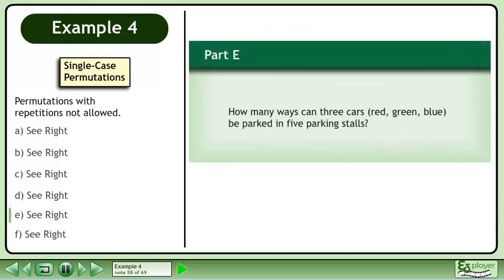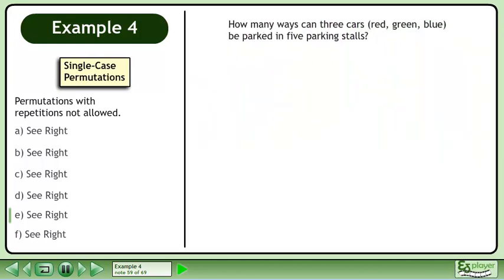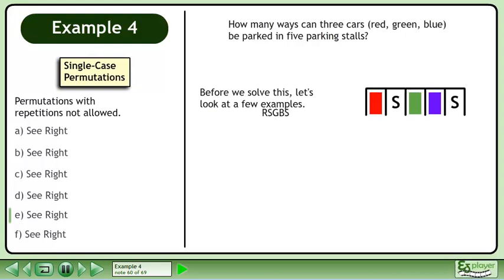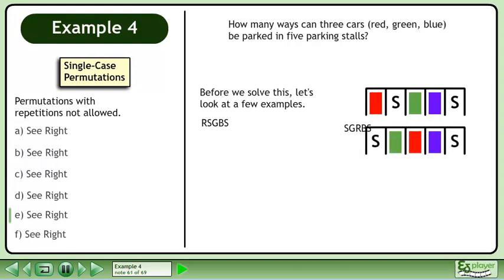Now we'll move on to part E. How many ways can 3 cars, red, green, and blue, be parked in 5 parking stalls? Before we solve this, let's look at a few examples. One possible arrangement is red, space, green, blue, space. Another possible arrangement is space, green, red, blue, space.